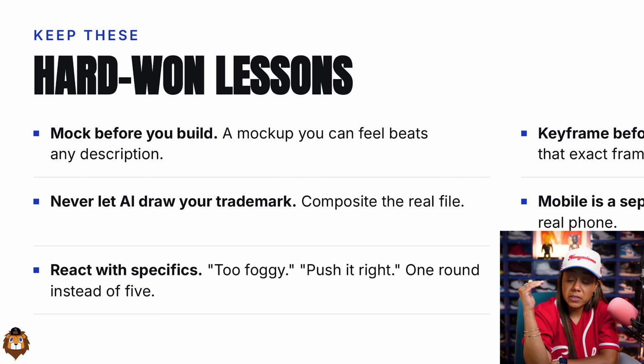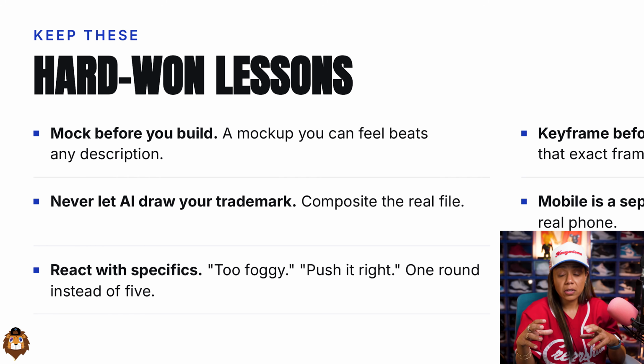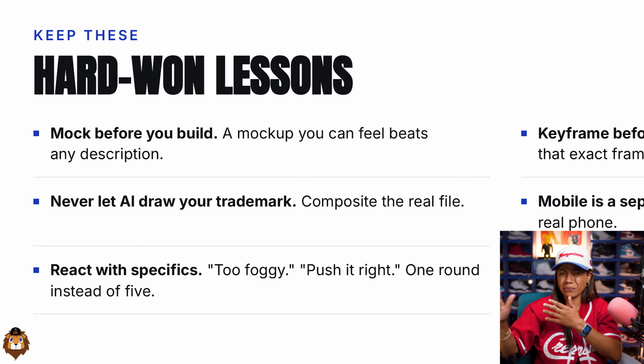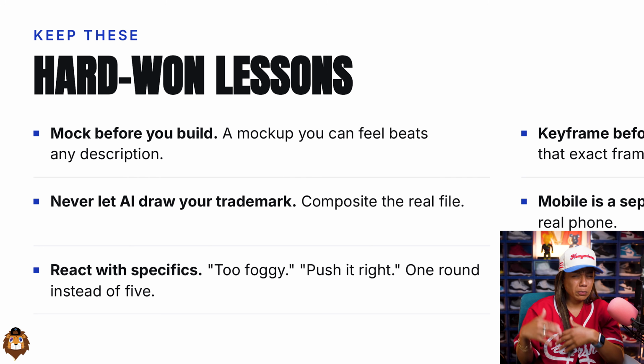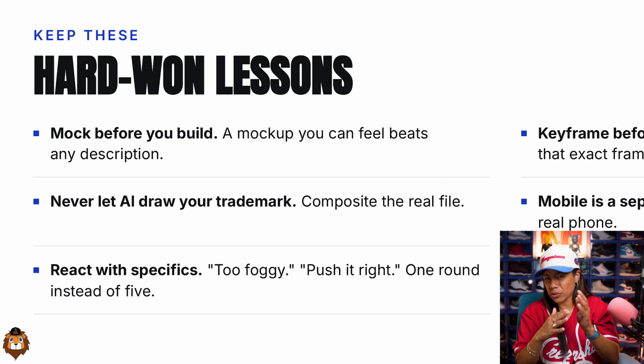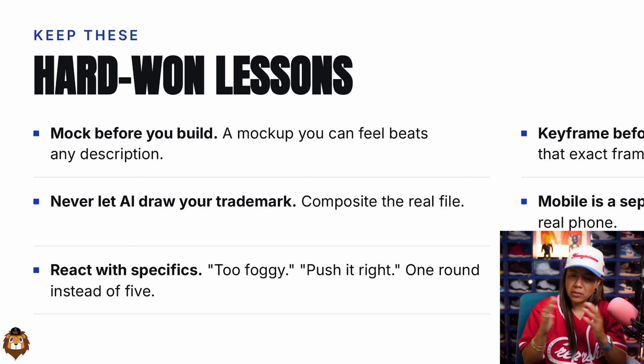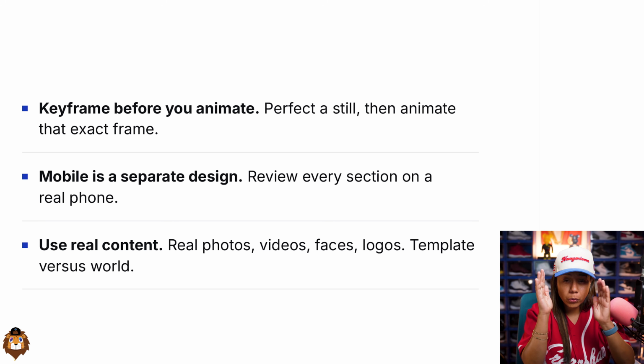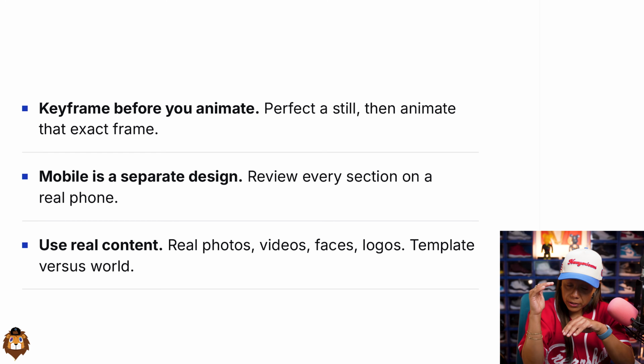React with specifics. I had a certain section, the speaking one, the work with me, and it had this really super foggy look. I had to remove it. I had to push certain pictures to the right, to the left. Just be very specific of what you need. Keyframe before you animate. Make sure that still picture is exactly what you want. Everything is lined up exactly what you want. If not, you're just going to waste tokens.